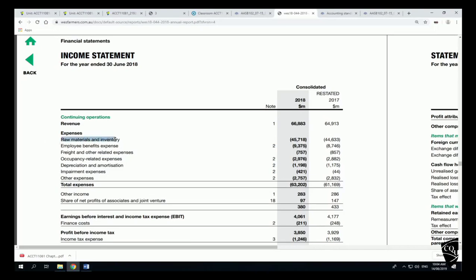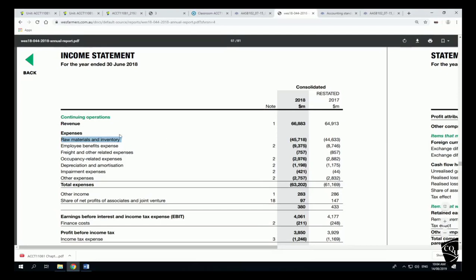So I can see there's one line that it might fall under, and it's called raw materials and inventory. So it's not called cost of sales. Wesfarmers has called it something different, and that would be the same with your firms. They might not have called it nice and neat cost of sales or cost of goods sold. In most cases, they will give it a different name. You have to think about it and think, what does my firm do? Is this likely to be its cost of sales? So in this case, raw materials and inventory is fairly likely to be the cost of sales, or the movement from the balance sheet to the income statement.